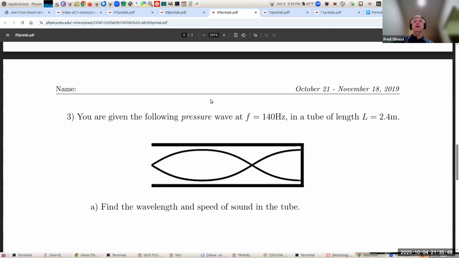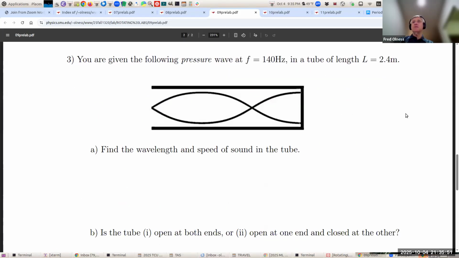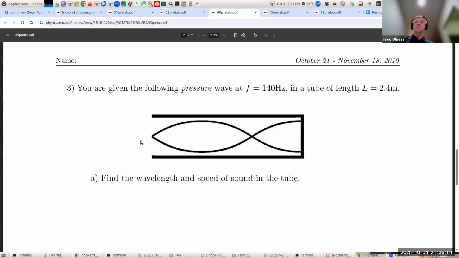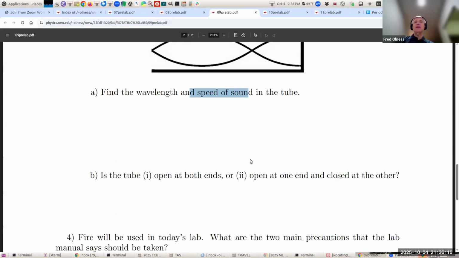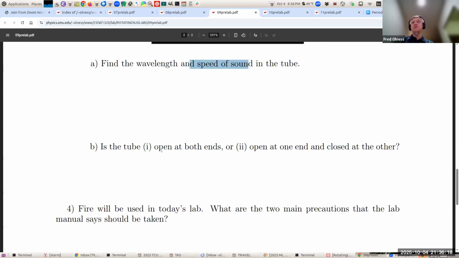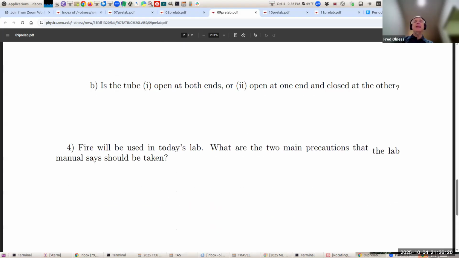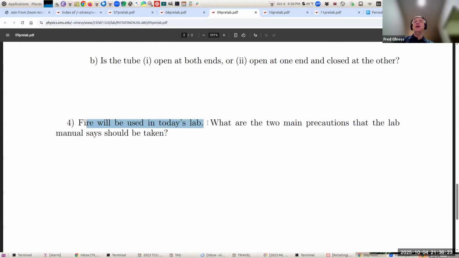Okay, and then this is obviously a closed tube. So if you're given that pressure wave, you have to figure out how many wavelengths this is. It's not a quarter. What's the given pressure wave? We want the wavelength and speed of sound in that case. And is the tube open at both ends or closed at both ends? That's pretty obvious.